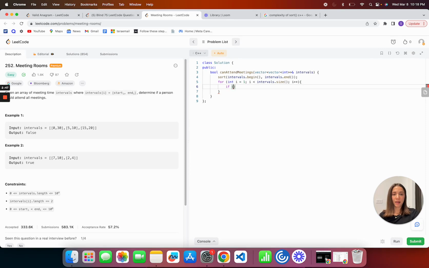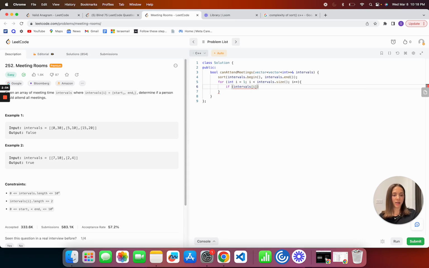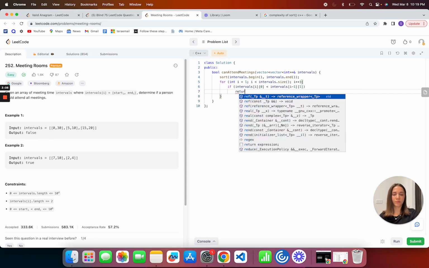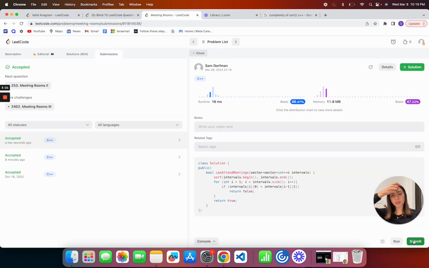So we say if intervals at i, which in our case is 1, so it puts us at this vector, and then we say index 0 is less than intervals at i minus 1, which is the one to the left, at index 1, which gives 30, then we return false. And of course, if we make it out and we never return false, we return true, meaning there was no intersection. When we run this, we will see that this is how you solve it.